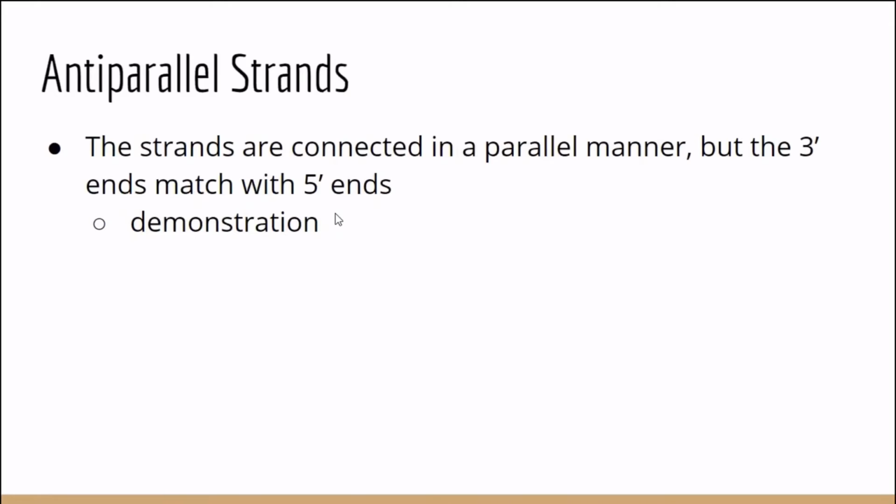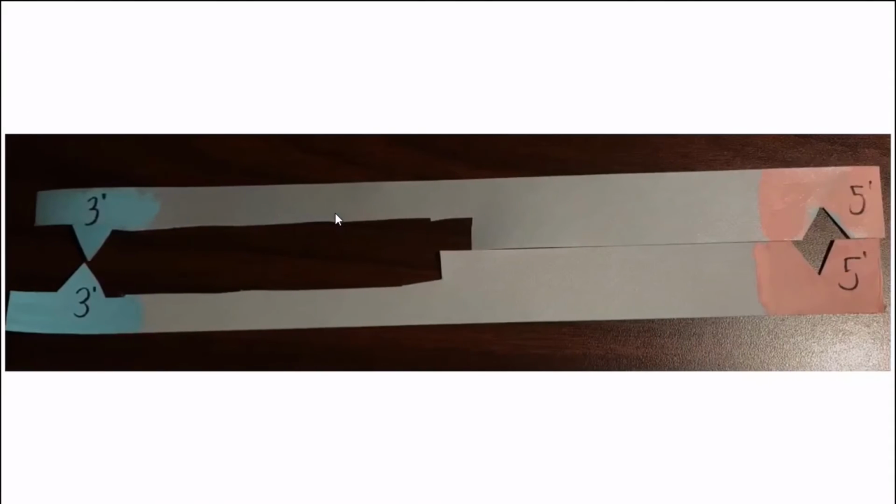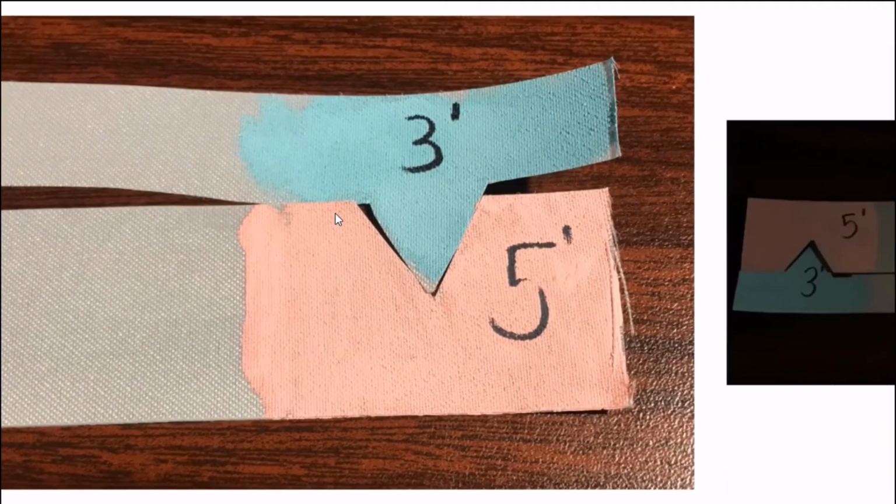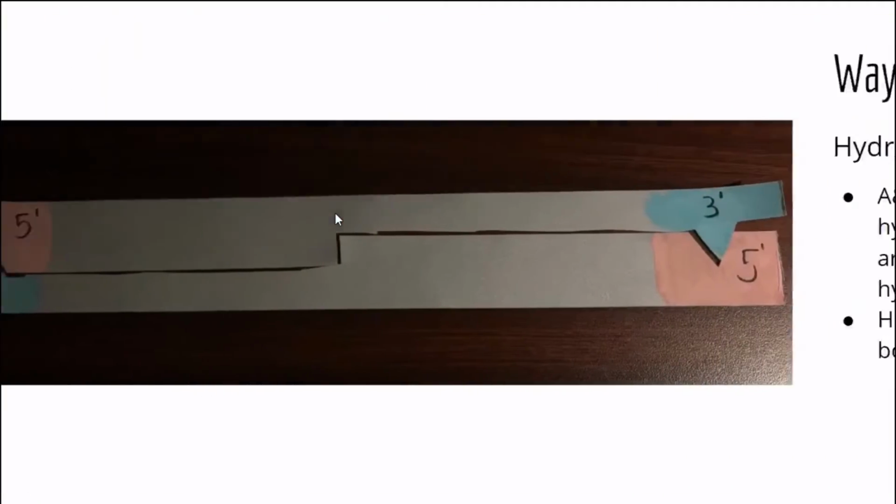DNA also has anti-parallel strands, which means that the strands are connected in a parallel manner, but the 3' ends match with the 5' ends. So as you can see here, when 3' is connected with 3' and 5' is connected with 5', they just don't fit. But when 3' is connected to the 5', it fits perfectly. And so this makes the DNA strands anti-parallel, running backwards.